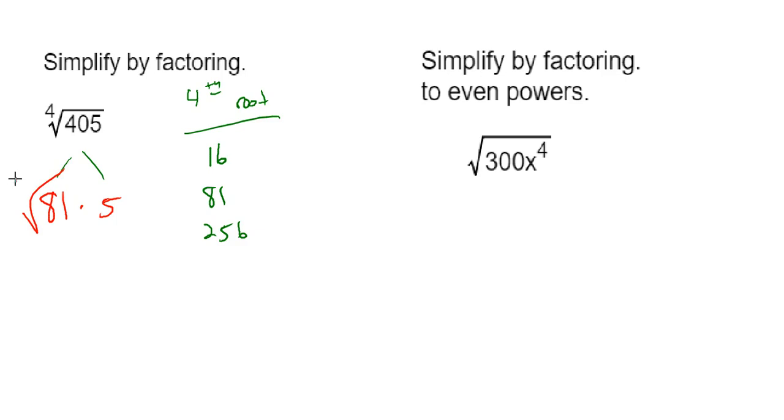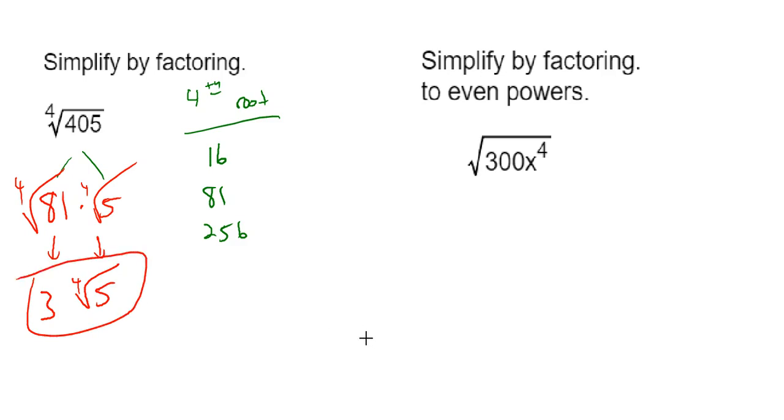So 4th root of 81, 4th root of 5, right? So we apply the 4th root to each number separately. The 4th root of 81 is 3. The 4th root of 5 doesn't simplify, so we copy it down.